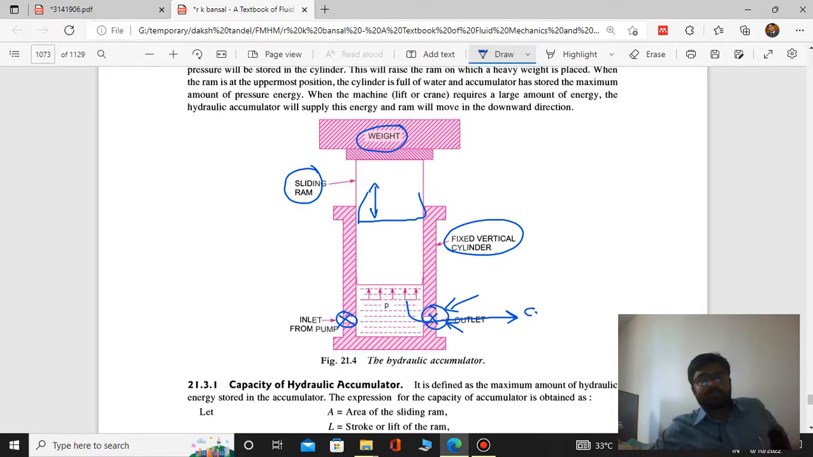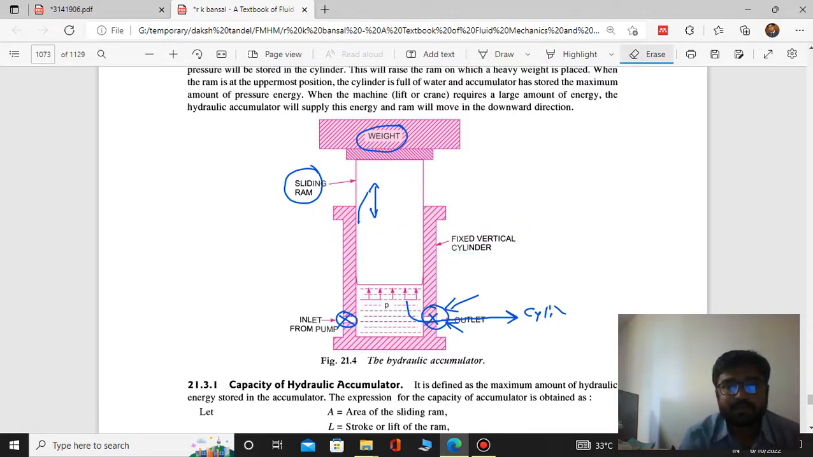Suppose you want to operate a cylinder. You can operate the cylinder by the use of this stored pressurized oil. So this is the basic principle of an accumulator. I hope you understood this.